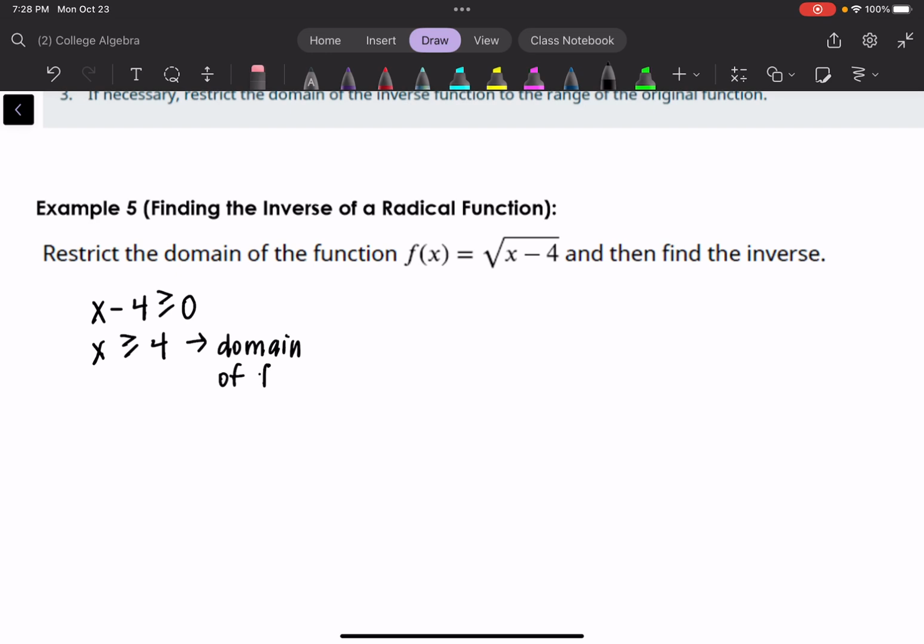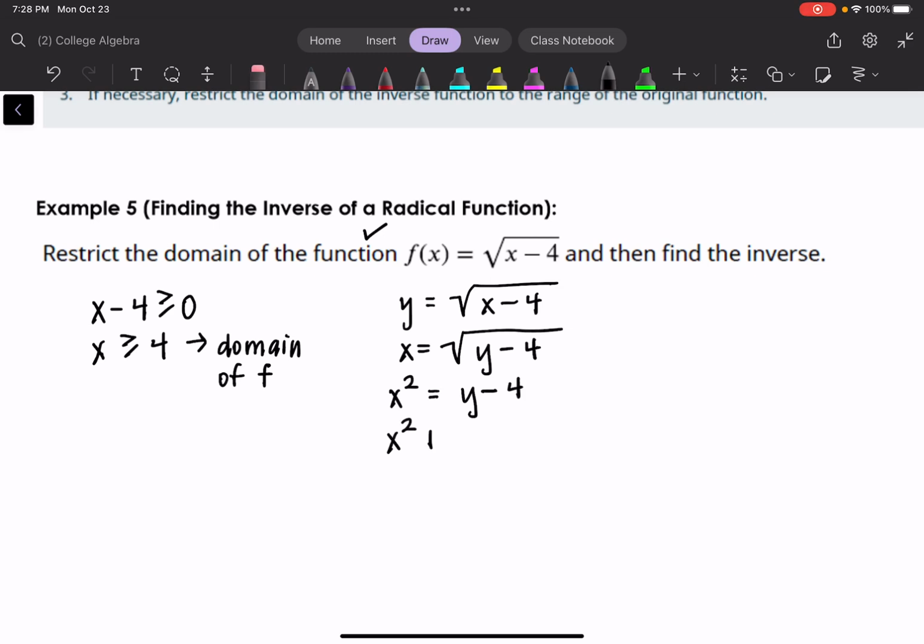of the function f. And so the next step is to find the inverse. So we restricted the domain, and now we want to find the inverse. So we'll start that process just like we've been doing. Now let's switch the x's and y's and solve for y. So I'm going to square both sides now. And I'll be left with y minus 4. So this would be x squared plus 4 equals y. And so at the end here, remember, we've found f inverse of x.